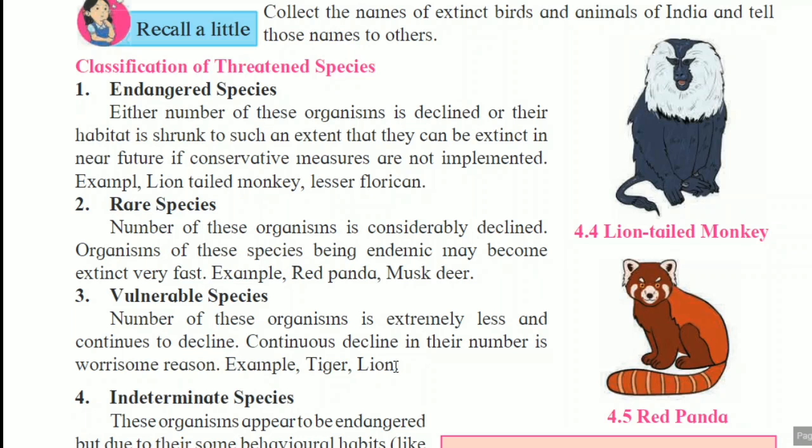Example, tiger and lion. Students, all these animals play a very important role in the food chain, in the food web, and through this food chain and food web they balance the ecosystem, they balance the environment. And if their number decreases, if their species vanish, a very dangerous situation may arise.